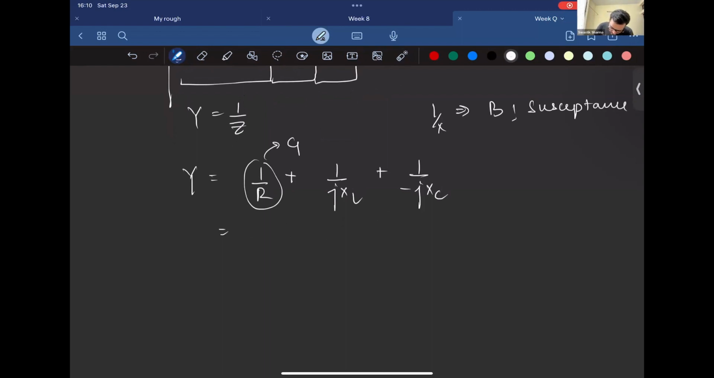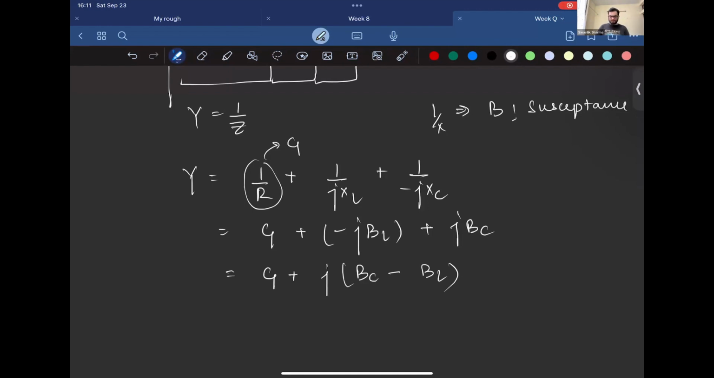Right, so this would come out to be G plus minus jBL plus jBC, right, where BC and BL reflect the susceptance of the inductor and capacitor, respectively. So this comes out to be G plus j times (BC minus BL), right?